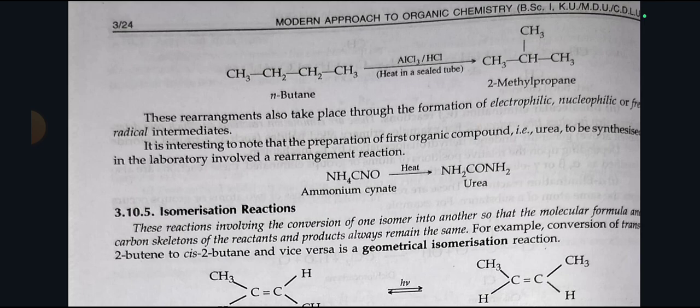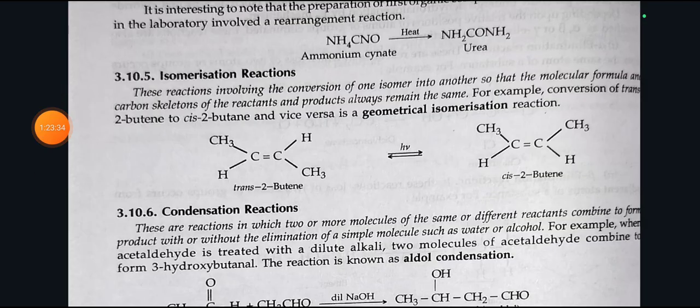This rearrangement also takes place through the formation of electrophilic, nucleophilic or free radical intermediates. It is interesting to note that the preparation of the first organic compound, that is urea, to be synthesized in the laboratory involves a rearrangement reaction. Ammonium cyanate, NH4CNO, on heating gives NH2CONH2, urea.